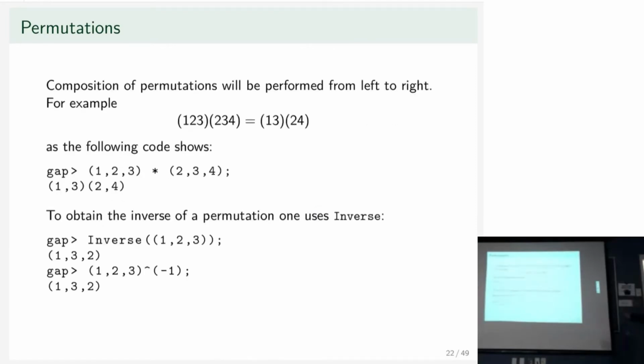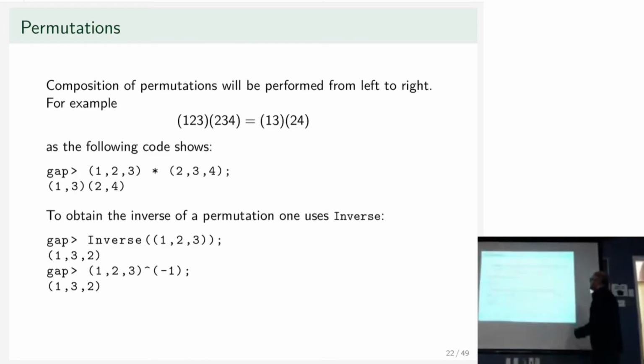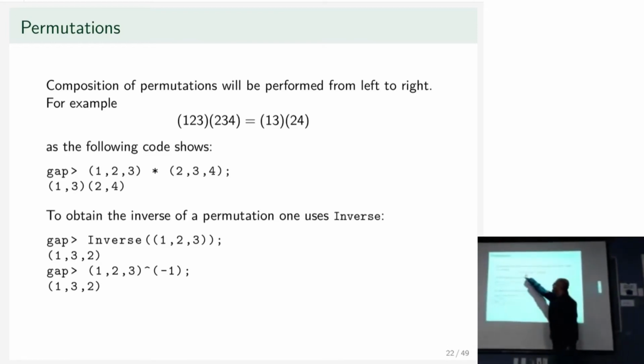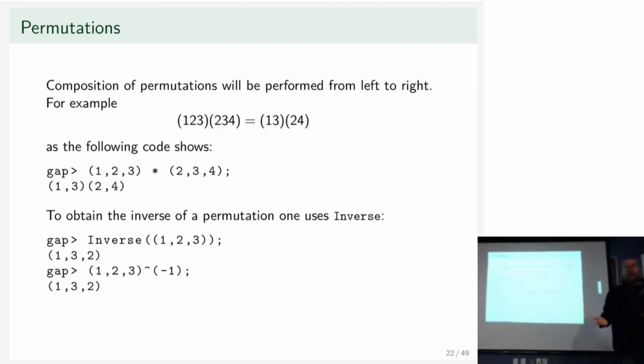So, composition is from left to right. It's different from what we do for functions, at least in Buenos Aires. Okay? So let's say that I want to compute this. Well, this is the same as this. And this is how I did it in GAP, right? So this times this is this, from left to right. So first I apply this and then this. Not as you do typically with functions in, I don't know, calculus, okay?